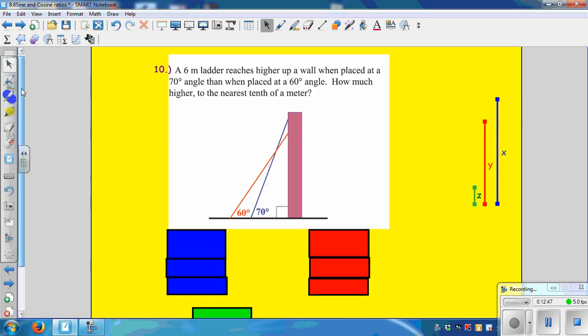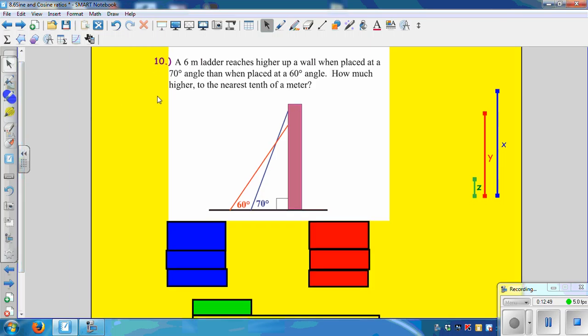Okay, number 10. A 6-meter ladder reaches up high upon a wall. When placed at a 70-degree angle, and then when placed at a 60-degree angle, how much higher to the nearest tenth of a meter? So we have a couple things occurring here. We have the original height, or actually, sorry, this is the second height when you create a 70-degree angle. We also have the height that's created from the 60-degree angle.